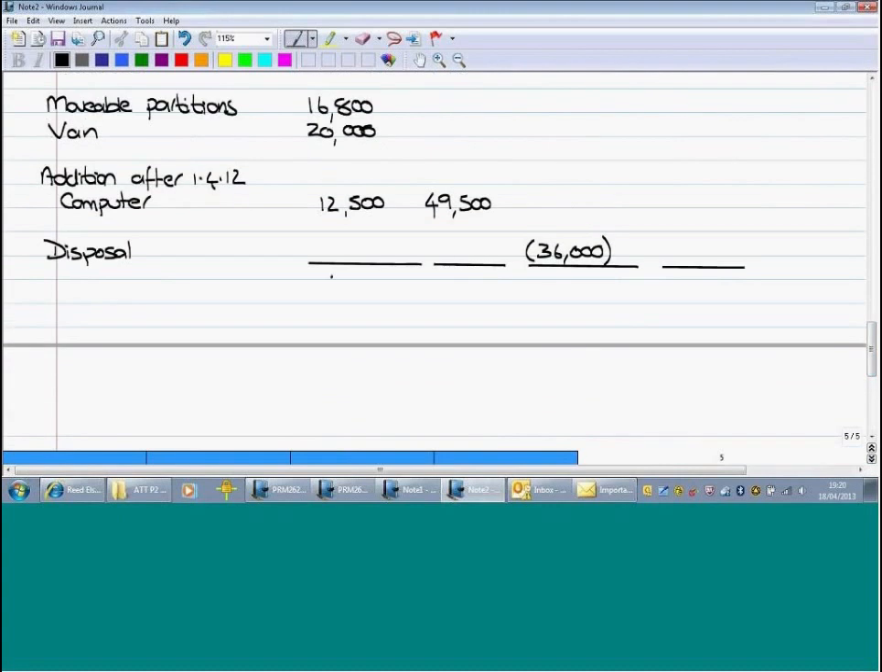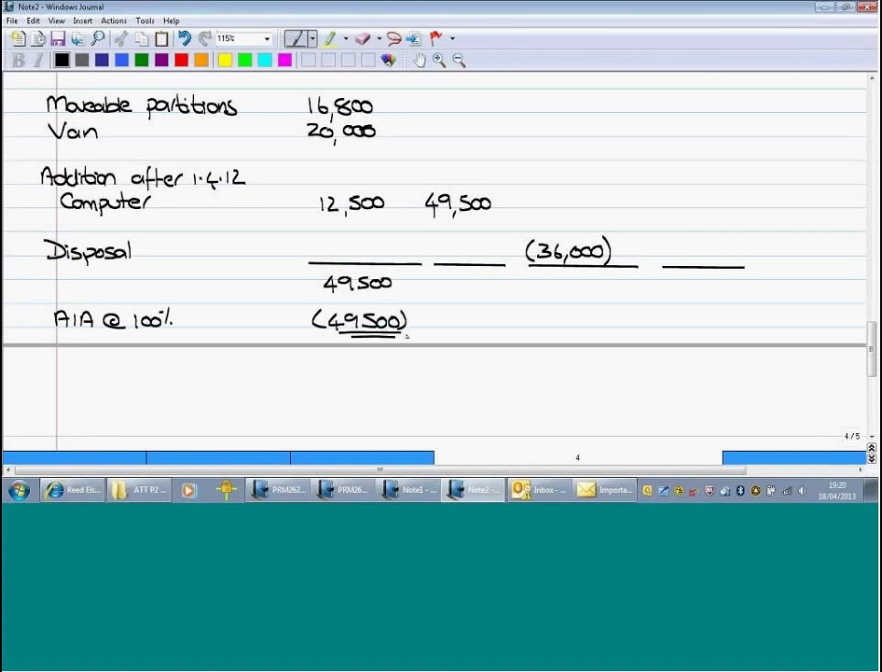So let's jot that down. That's 49,500. Straight away, in my narrative, I'm going to show AIA at 100% for the whole 49,500. So that's now empty. But I've got to remember to take that 49,500 across into my capital allowances column.